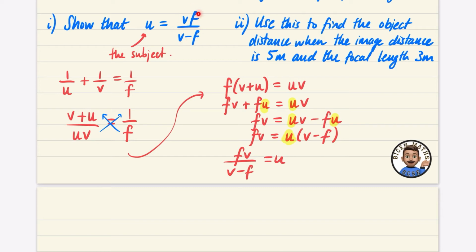Oh, well, look, they just wrote the same thing, basically. They wrote vf rather than fv. Normally we do alphabetical order, but they went for vf in this question, which is the same thing as u equals vf over v minus f. So luckily they gave us a show that, but you have to show this whole process to show the examiner how you got there. And then the second part of the question says, use this to find the object distance.